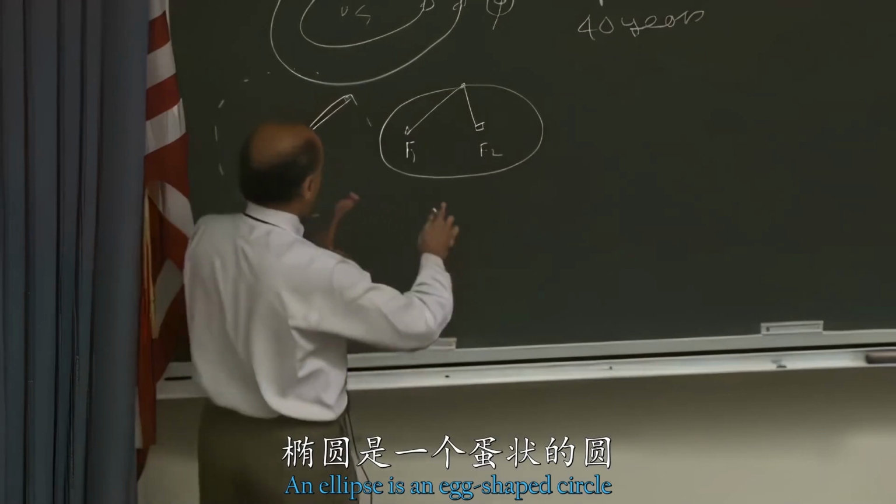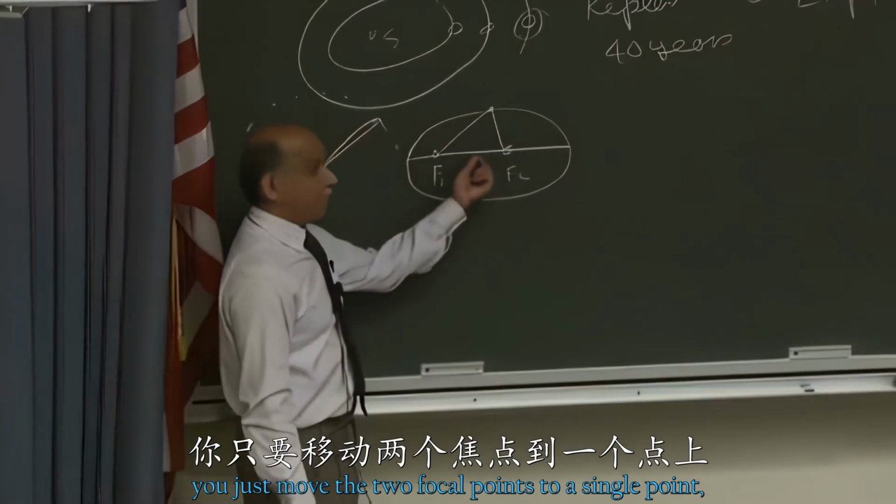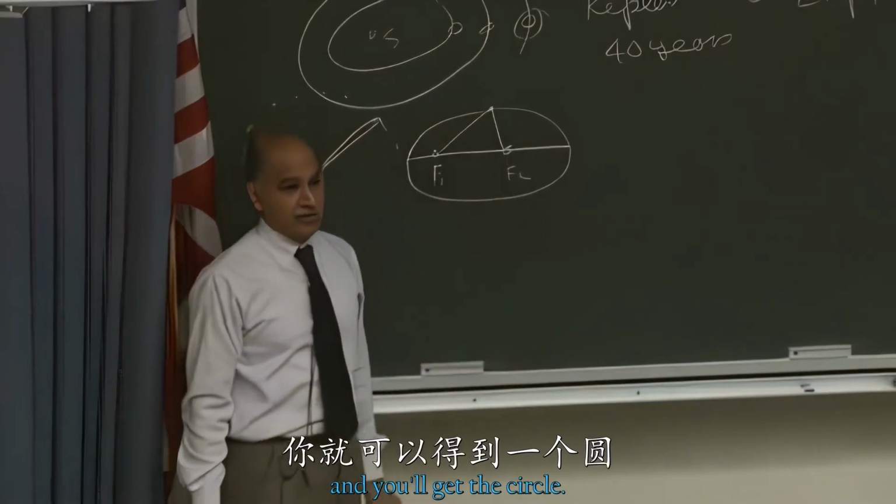An ellipse is an egg-shaped circle, and if you want to get the circle back from the ellipse, you just move the 2 focal points to a single point, and you will get the circle.